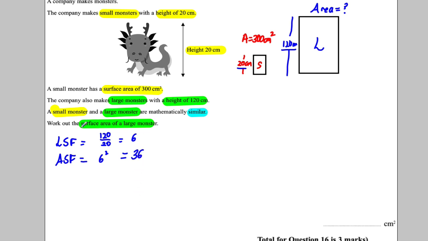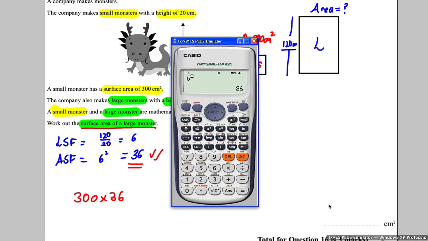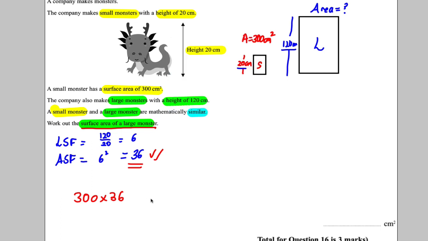We're asked what's the area of the large one. Well, we've got the area of the small one. To go from small to large, we multiply, and we're going to multiply by the area scale factor. So we're going to do 300 multiplied by 36. 10,800. Let's get the units right. Because it's area, centimeters squared. So we write here 10,800, and we're done.